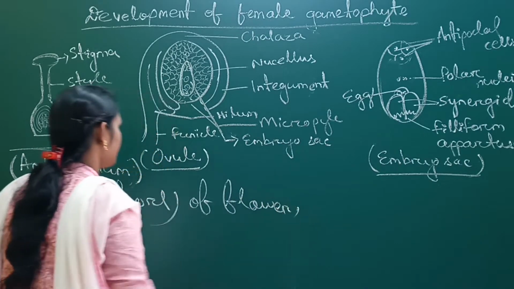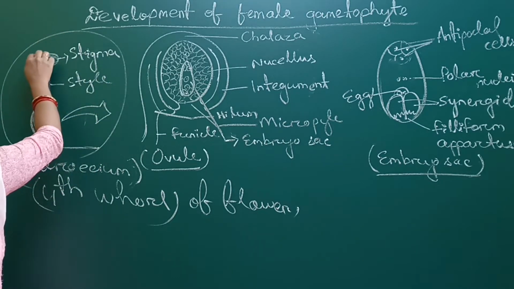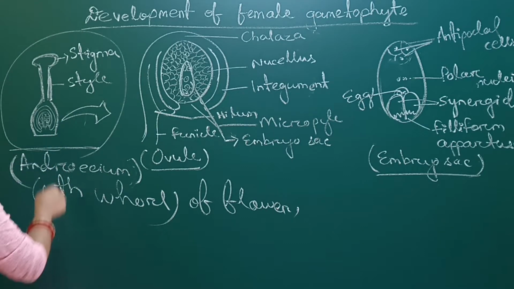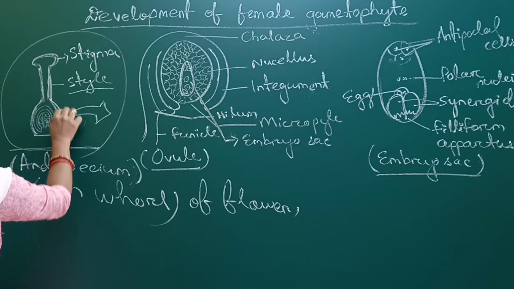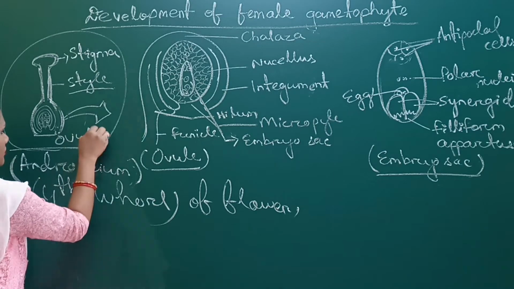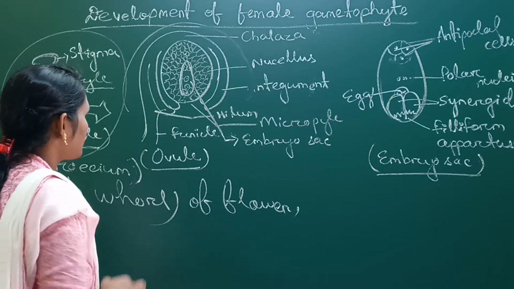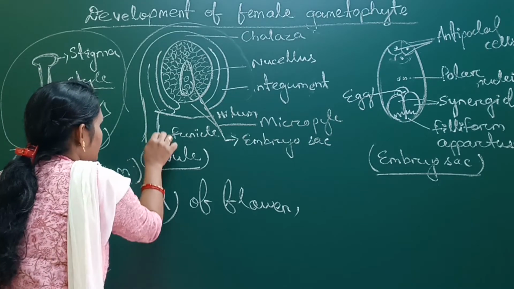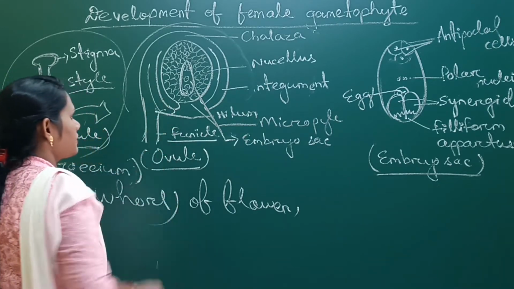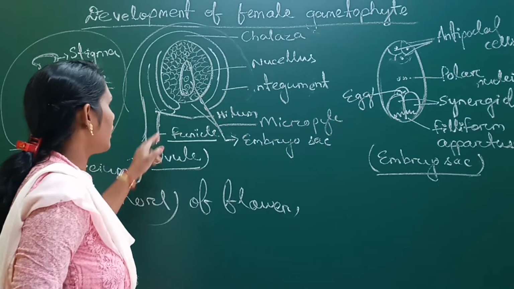In this gynoecium part, it has three regions. The upper part is called the stigma, the long slender tubular part is called the style, and the bottom part is called the ovule. This is the enlarged structure of an ovule. We can see a stalk-like structure called the funicle, and the point at which the funicle is attached to the ovule is called the hilum.